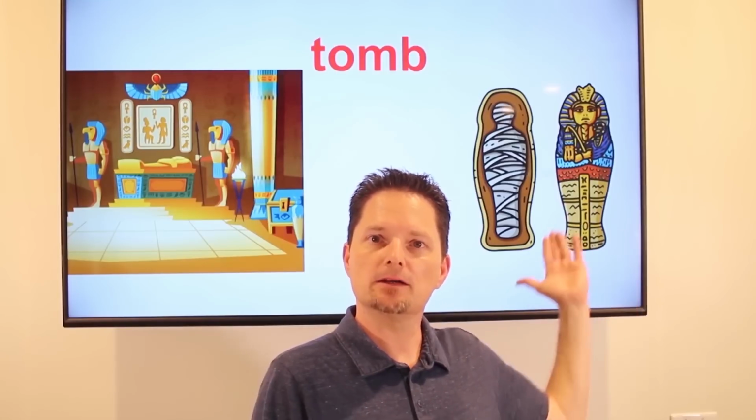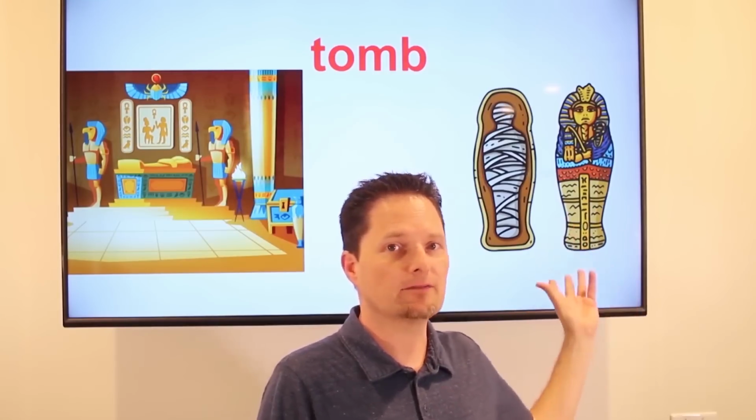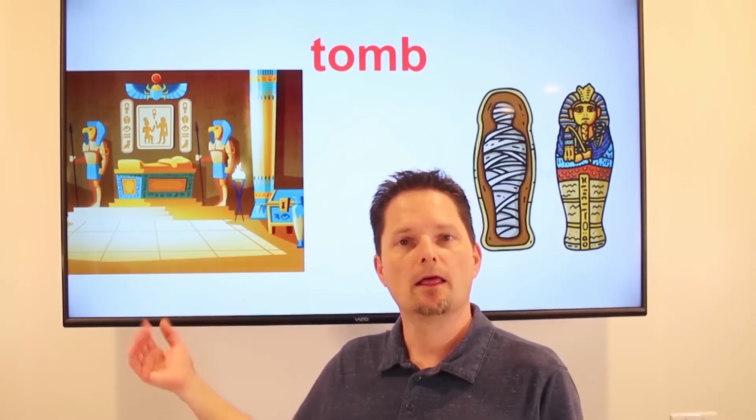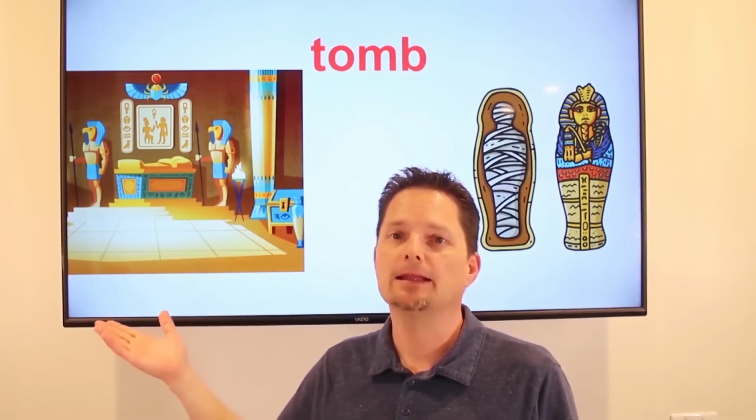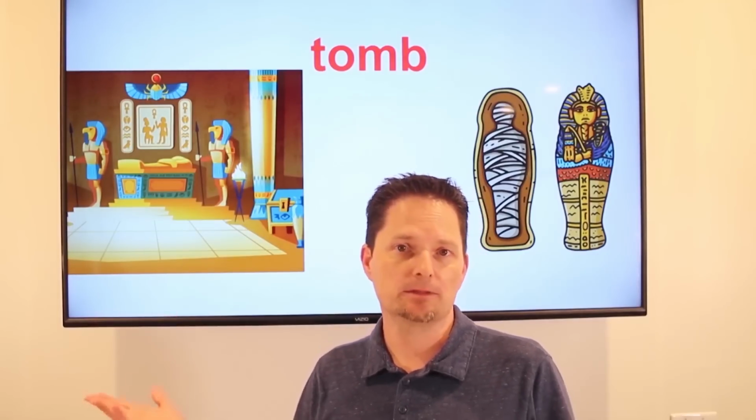Example, tomb. Remember, no B, no tomb, just tomb. The mummy is in the sarcophagus, and the sarcophagus is in the tomb. The tomb is the place where they put the mummy, and it's usually under the pyramids. In Egypt, they have many tombs.